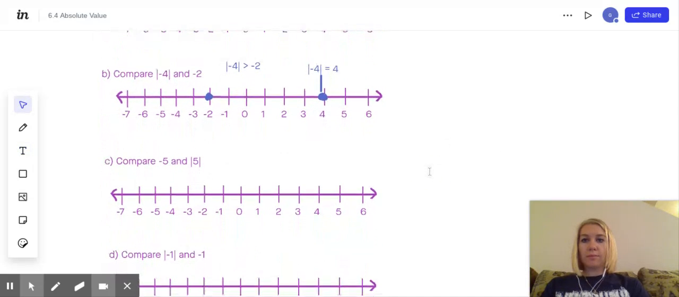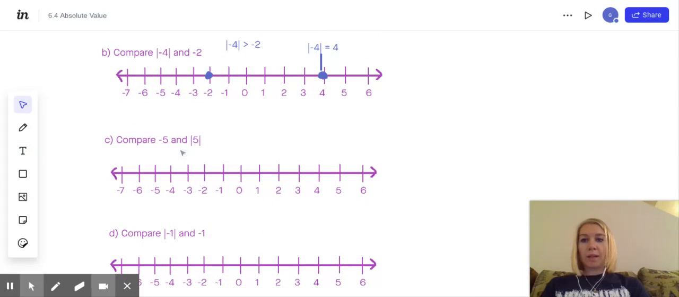Well, the absolute value of -4 is to the right of -2, so it's greater than. Okay, let's go over another one. Let's compare -5 and the absolute value of 5. All right, well, first let's decide what the absolute value of 5 is. How far away is 5 from 0? And I know that's 5.